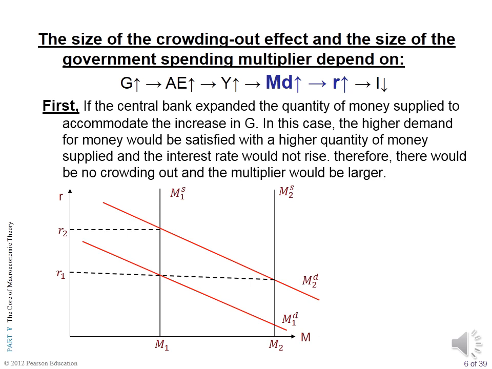So there wouldn't be an increase in interest rate, so investment will be constant. So no crowding out effect in this case. Okay, so this is the first factor that will affect the crowding out.